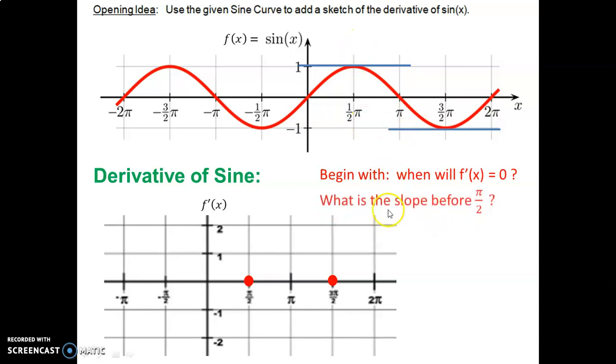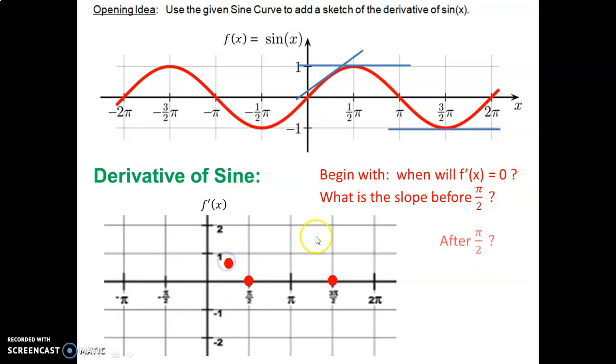Okay, next question. What is the slope before pi over 2? So now we know here the slope is 0. What's happening before pi over 2? What kind of slope do we have there? Well, the slope is positive, right? We can see a positive slope there. Therefore, the derivative value must be some positive y value here.